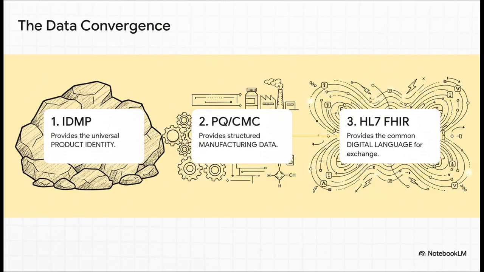IDMP provides that rock-solid product identity we've been talking about. It then connects with other standards like PQ/CMC, which structures all the manufacturing data. And the glue that holds it all together is a digital language called HL7 FHIR, which allows all this information to be exchanged as seamless data, not as static, disconnected documents.